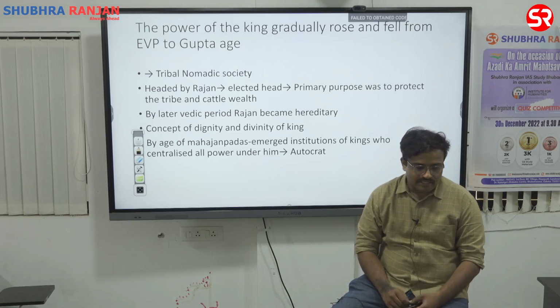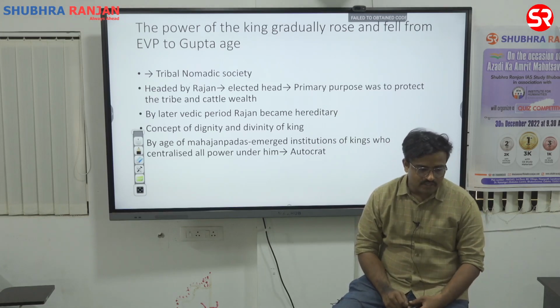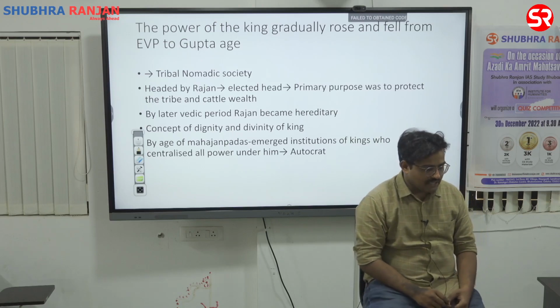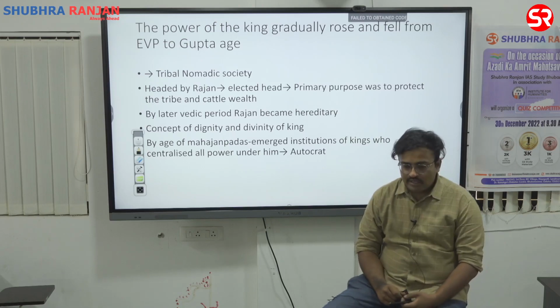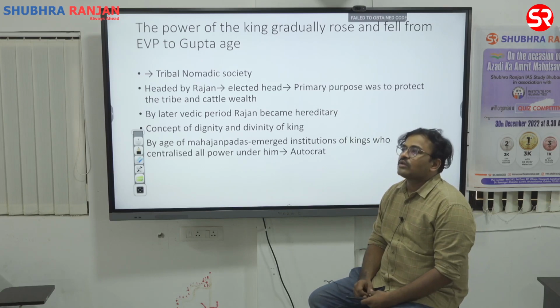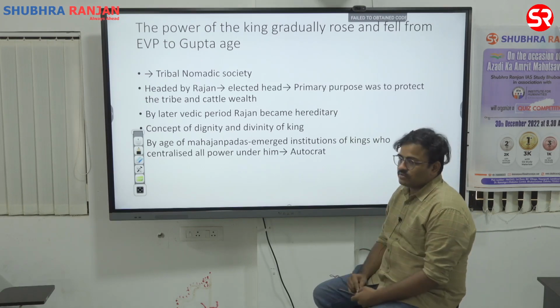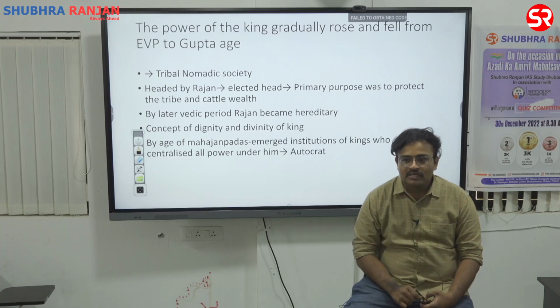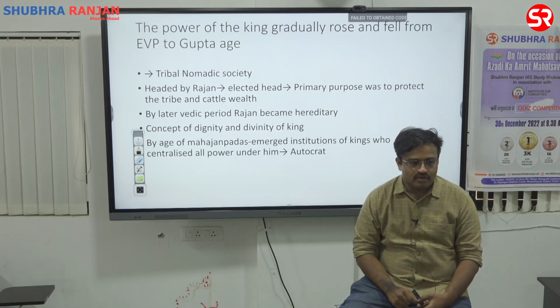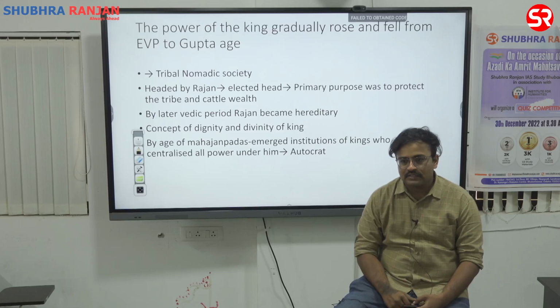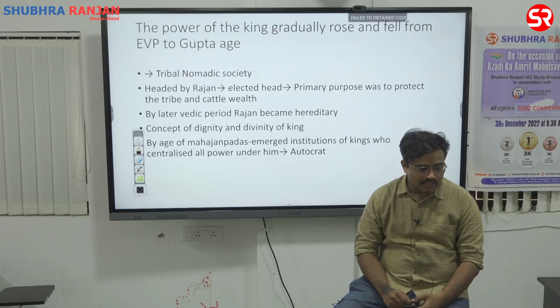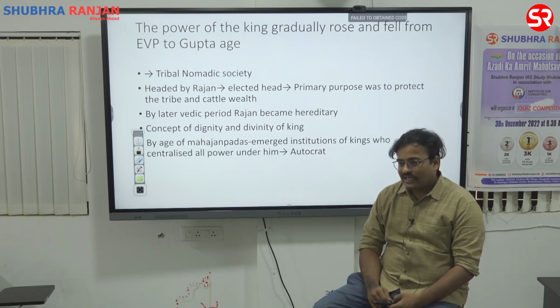From the age of Mahajanpadas, we have states with 7 limbs, which is called the Saptanga theory of state. Saptanga theory of state was first proposed in the Arthashastra, but by then it was already present.